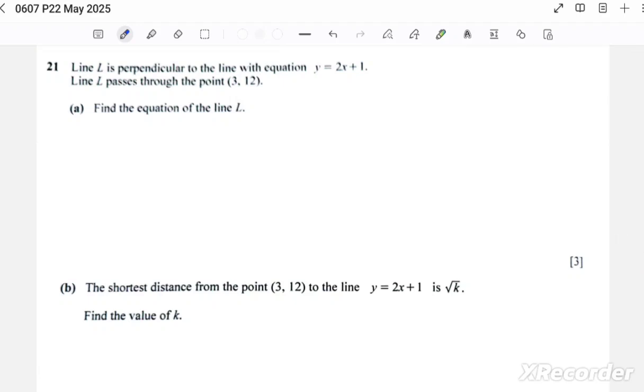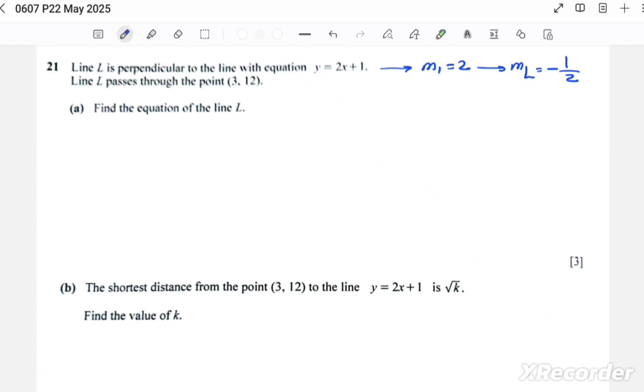Line L is perpendicular to the line with equation y equals 2x plus 1. So let's start from this point. You can know that m1 equals 2. So this is the gradient of the first line. So the gradient of line L will be the negative of the reciprocal, so it will be negative 1 over 2.